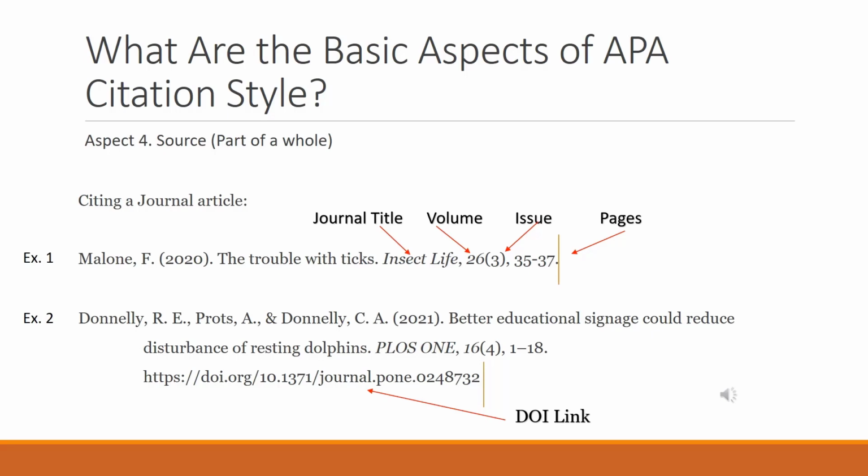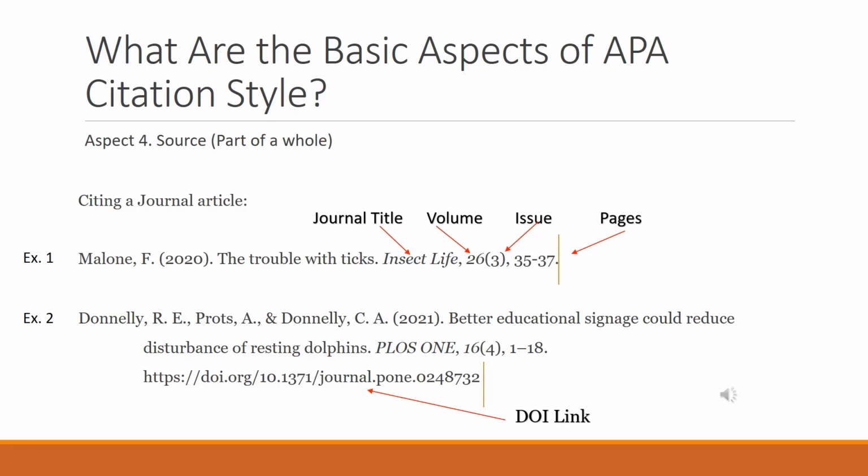The issue number, if present, is in parentheses and is not in italics, even though it is immediately next to the volume number. It is followed by a comma, a space, and then the page range of the article, followed by a period. In example 1, Insect Life is the journal name, 26 is the volume number, 3 is the issue number, and 35 to 37 are the pages.